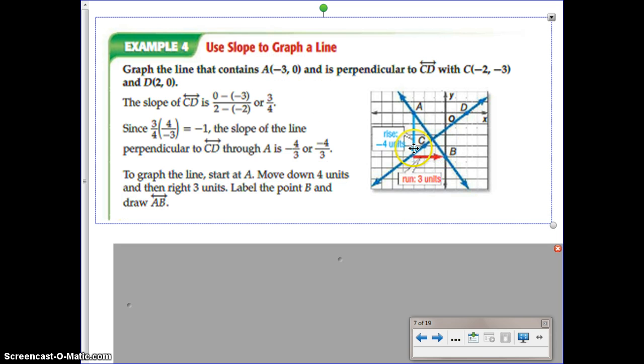And then we could plot that point A, which you know how to find. -3, 0 is right here. And then from there, we would just do our new slope, which is to go to the right 4, down 3. So our new line is this line, our old line is that line, and they are truly perpendicular.